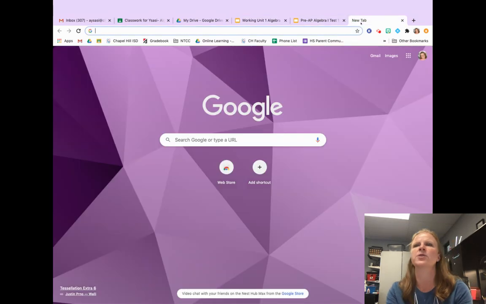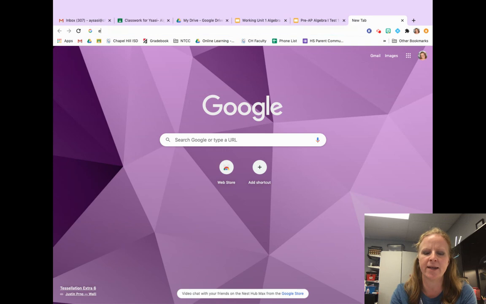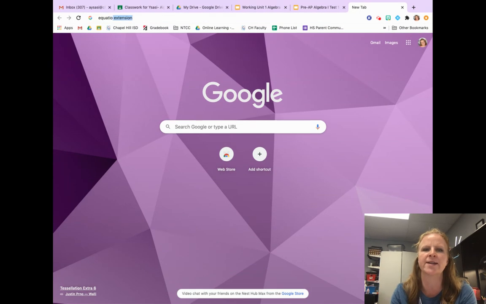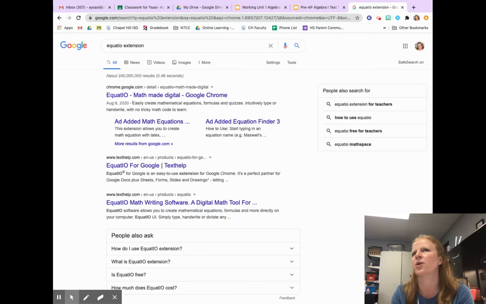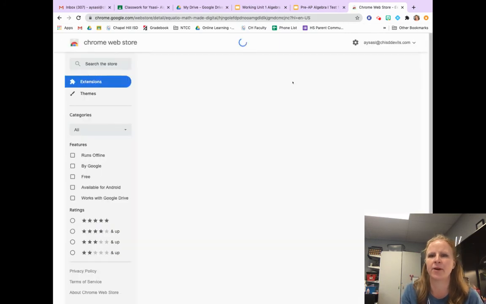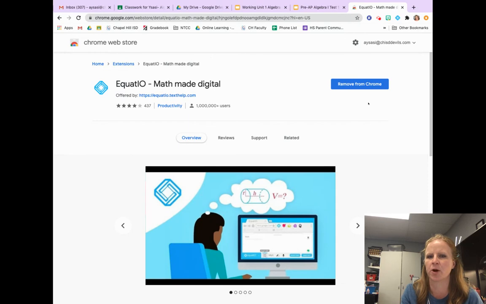And then open a new tab and type in Equatio extension. Equation, but without the N. Equatio extension, Math Made Digital. We're going to install this extension. And this is going to make it where we can actually type math out. You put Add to Chrome? Mm-hmm. Click Add to Chrome. I already have it on mine, so mine's going to say Remove from Chrome. You're going to click Add to Chrome.